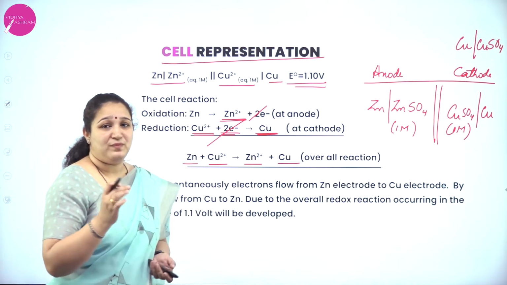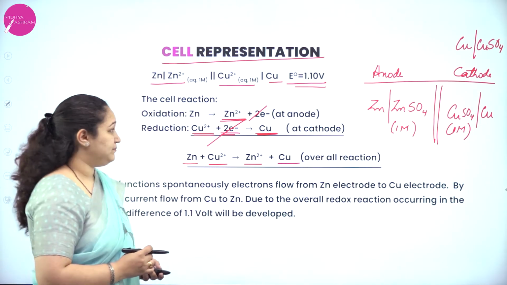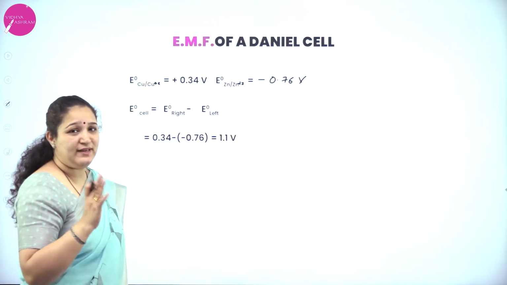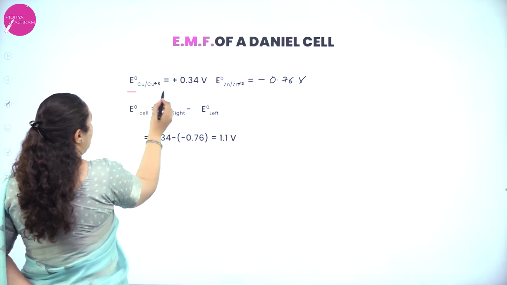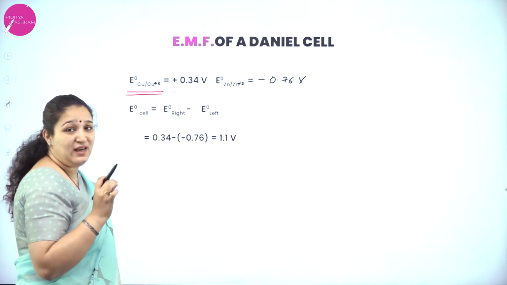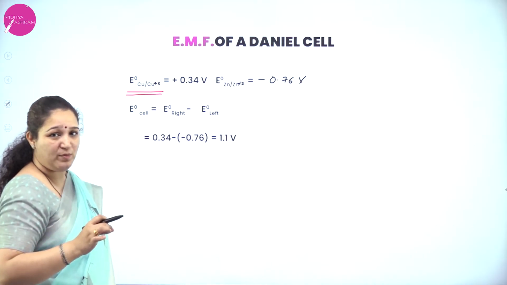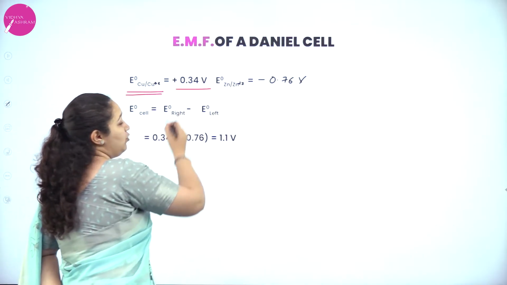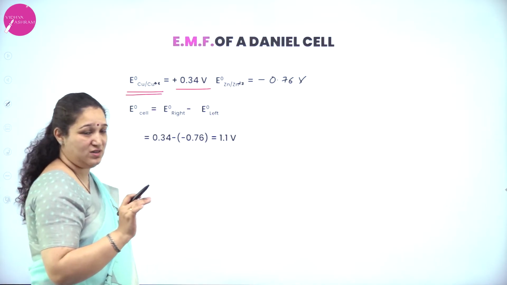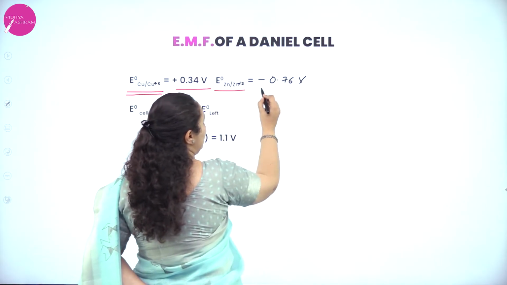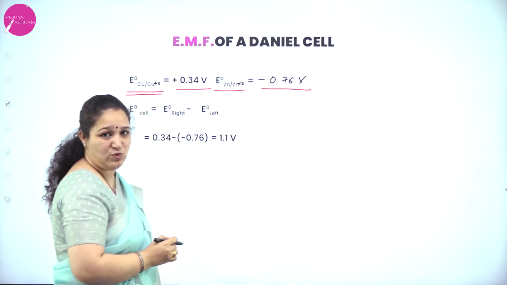What is the potential which is developed? Now, how to calculate the EMF of the cell? E naught of copper, that is the single electrode potential when copper is dipped in copper sulfate solution, is plus 0.34 volt at standard conditions. Okay. Similarly for zinc it is minus 0.76 volt.